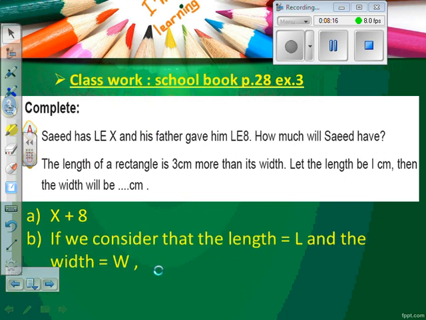If we consider that the length equals L and the width equals W, he told me that the length of the rectangle is 3 centimeters more than the width. So we can say that the length equals width plus 3, because "more than" means plus. Or we can say that the width equals length minus 3, or the width equals length less than 3.